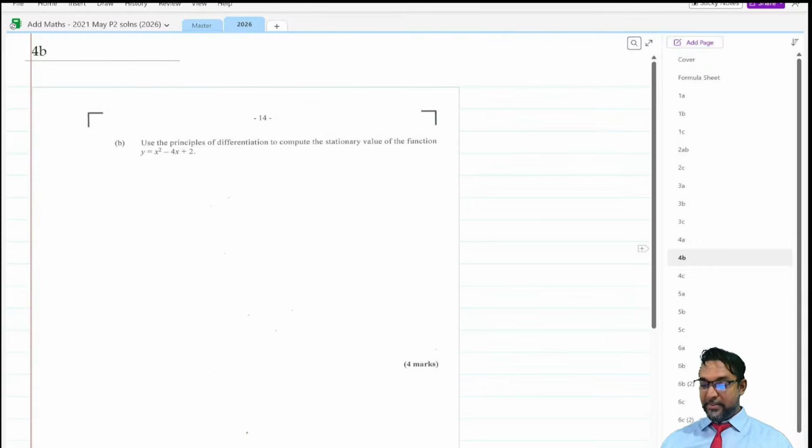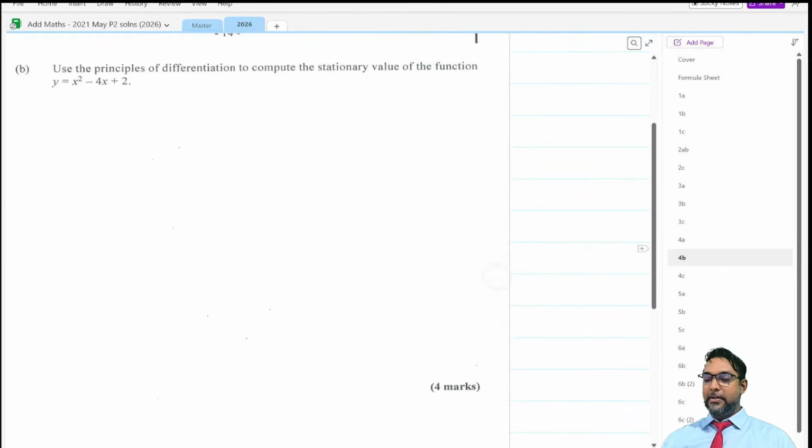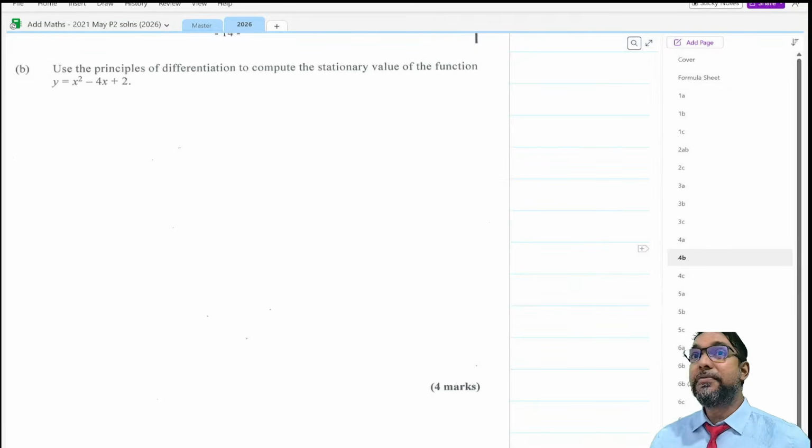4b. Use the principles of differentiation to compute the stationary value. Right. The stationary value of the function is the value of the function at the stationary point. So they want the value of y when dy dx is 0.